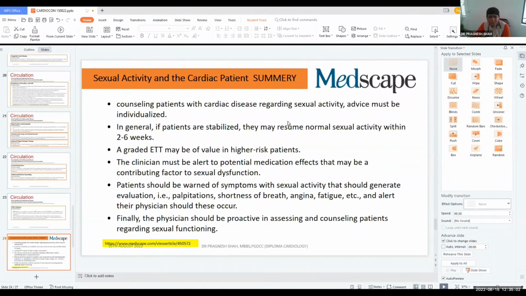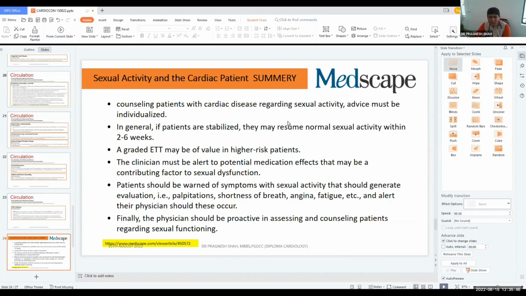So, the counseling of the patient with cardiac disease regarding sexual activity advice must be individualized. In general, if patients are stabilized, they may resume normal sexual activity within 2 to 6 weeks. A graded ETT, exercise treadmill test, may be of value in the higher risk patients. The clinician must be alert to potential medication effects that may be a contributing factor to the sexual dysfunction. Patients should be warned of symptoms with sexual activity that should generate evaluation, for example, palpitation, shortness of breath, angina, fatigue, etc., and alert their physician should this occur.